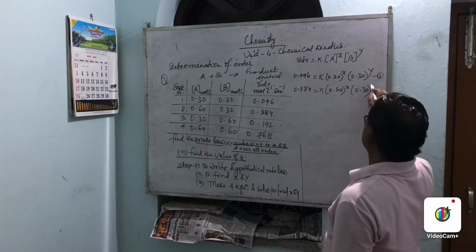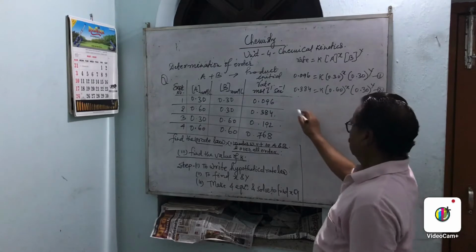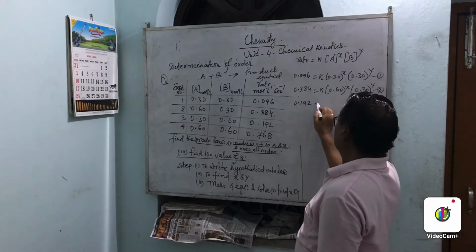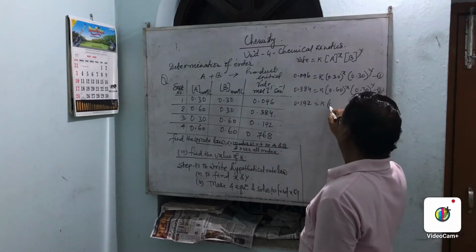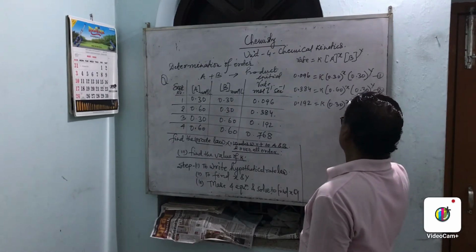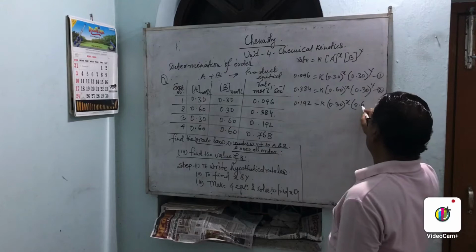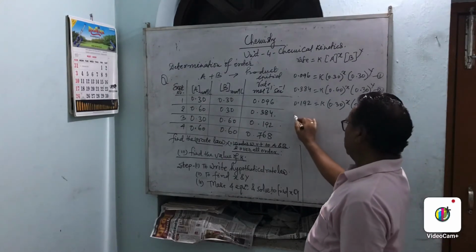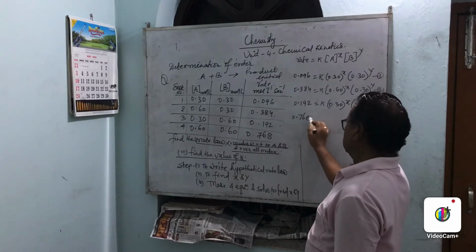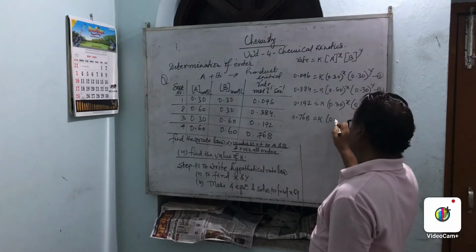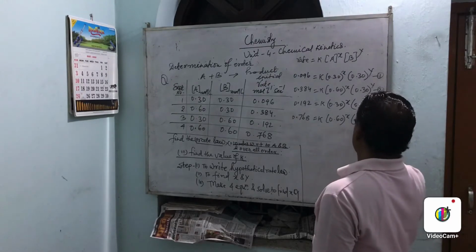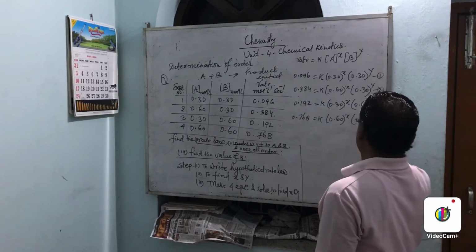0.30, this is Y, equation 2. Then the third experiment, third equation: 0.192 is equal to K, 0.30 is X, 0.60 is Y, equation 3. Then 0.768 is K, 0.60 is X, 0.60 is Y. So there are 4 equations.